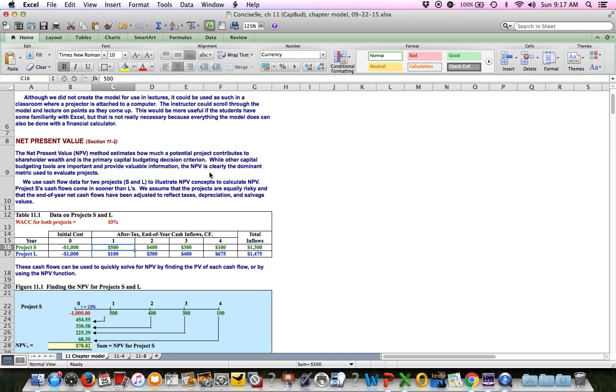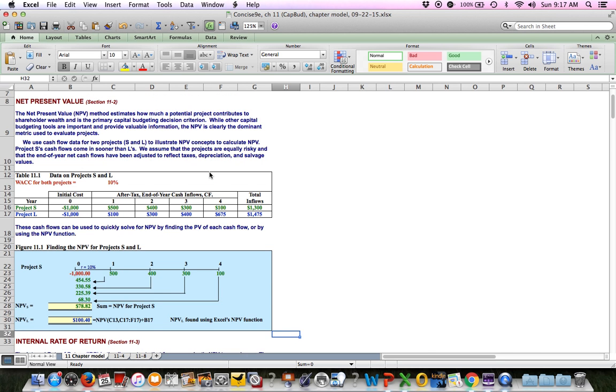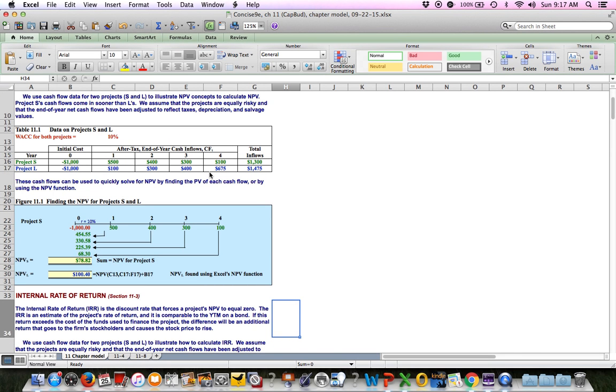S is you get a lot of cash flow right away, and it goes down. And L, the cash flows are small, but they go up. Okay, so you kind of do that on purpose, just to illustrate how they're different, how you get different answers. And so remember that for NPV, as long as I get a positive number, I'm good. I would choose that project.